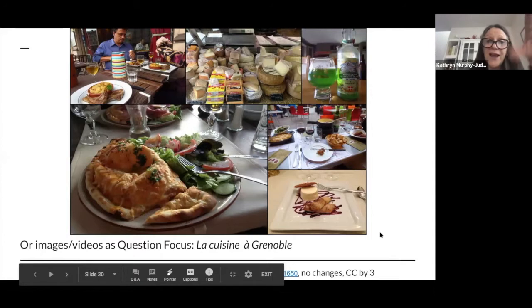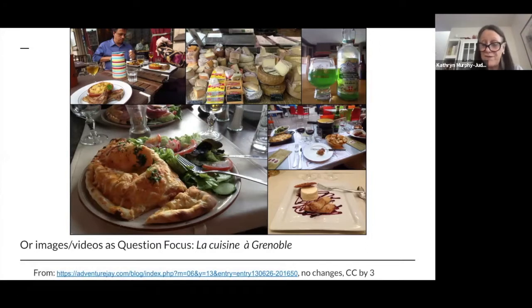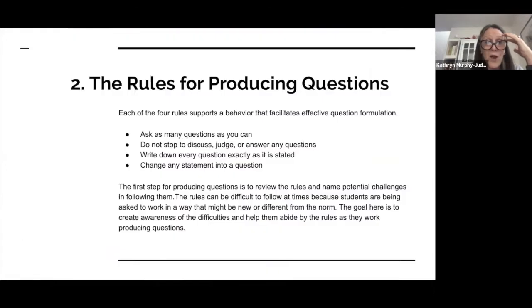But at any rate, the students have these images and you set them loose on them and you say, all right, you have this prompt that's either a question or a statement, and go ahead, ask questions. And here are the rules for the questions. Ask as many as you can. Do not stop to discuss, judge, or answer any of the questions. Write down every question as it's stated. And this is particularly if the students are working in a group. And if you have a statement that shows up, just switch it into a question.